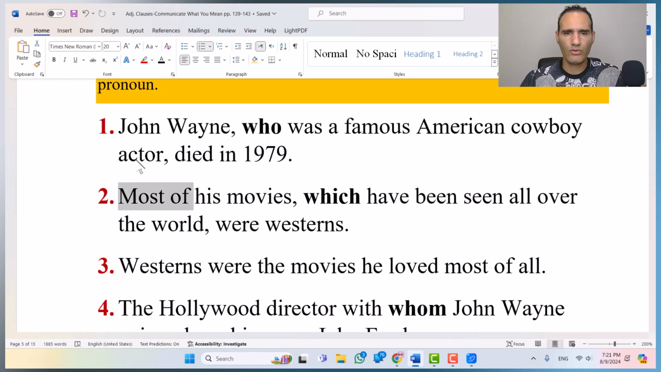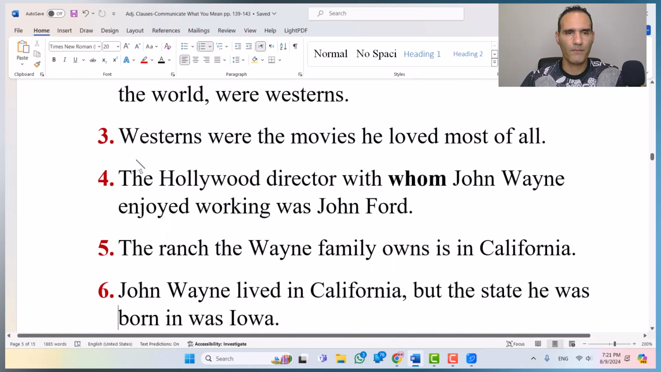Number 2, most of his movies, which have been seen all over the world, were westerns. So relative pronoun as subject again. Why? They have been seen, so it cannot be omitted.